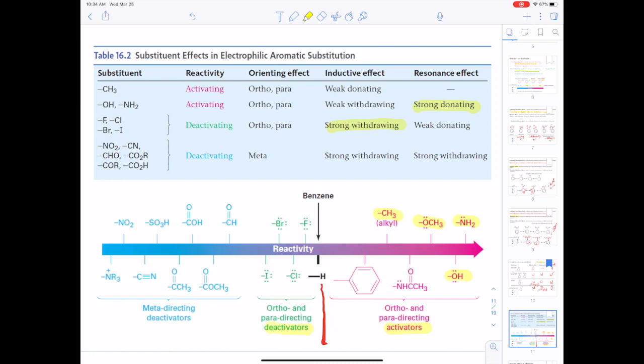So they're deactivators. And then these groups where you have like a nitro with a positive on the nitrogen, or cyano, I should mention if you had something like a CF3, that would be inductive only. Inductive withdrawing effect because of the fluorines on the carbon. They would be inductively pulling electrons out of the ring because of electronegativity, but there's no resonance effect. So that would be another case of a deactivator.